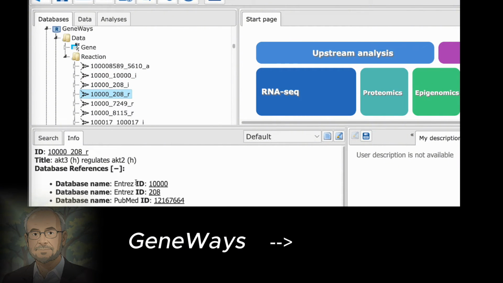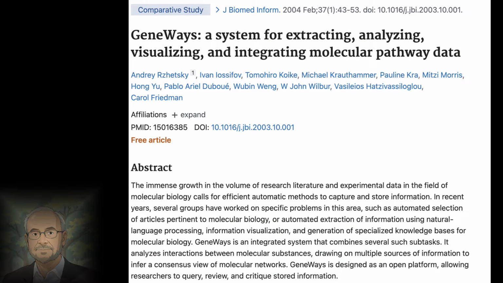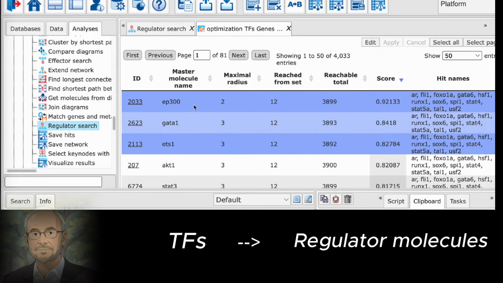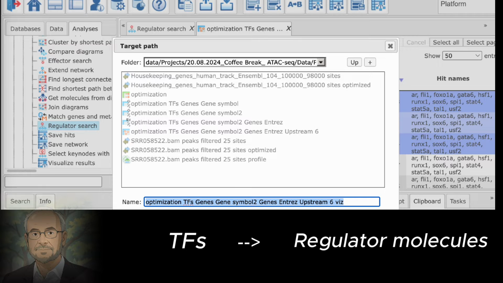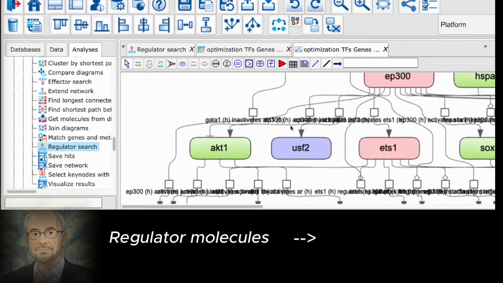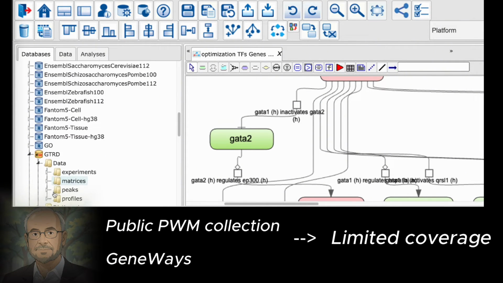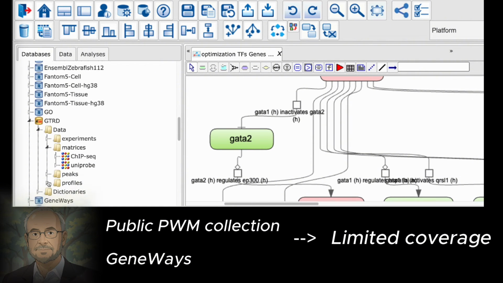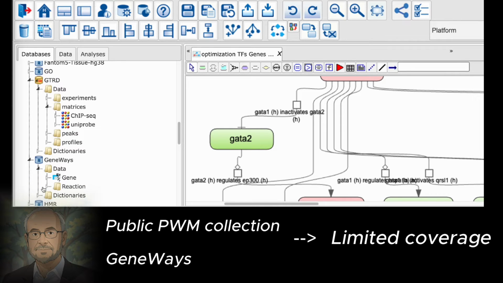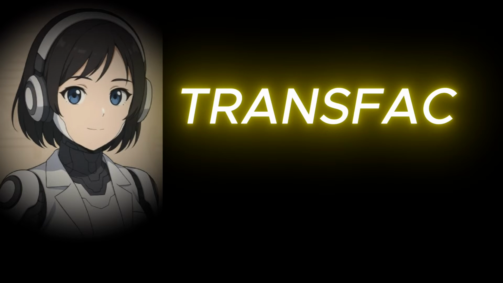That's where GeneWays comes in. GeneWays is a literature-mined database that extracts causal relationships from scientific publications. You feed in your transcription factors, and it returns molecules like kinases, receptors, signaling proteins that are known to regulate them. It's a good first step toward building an upstream map. But here's the caveat. Both public PWM collection and GeneWays have limited coverage. You will get only a small portion of DNA binding events and not well-verified text-mined upstream links, so your network will inevitably be incomplete.